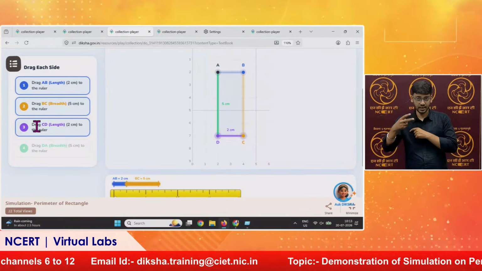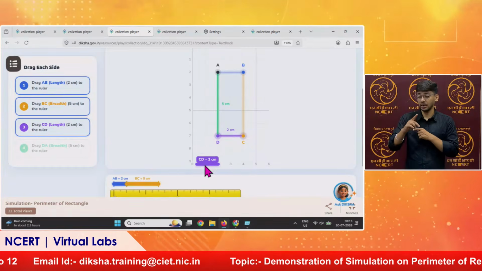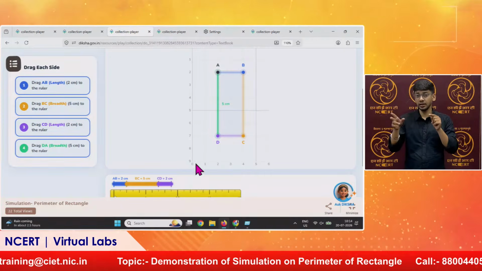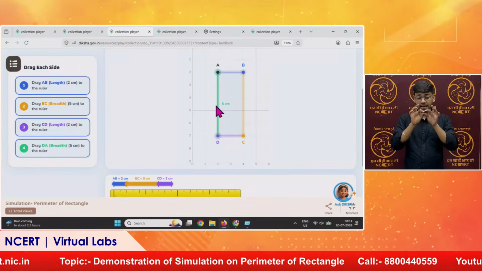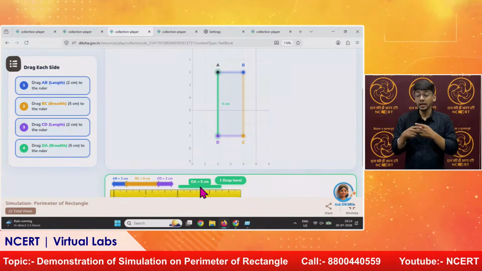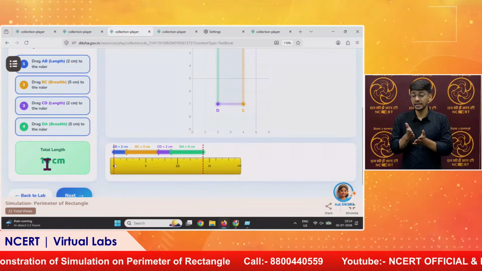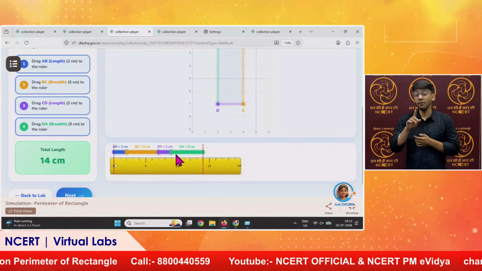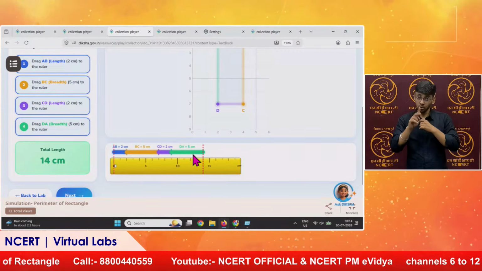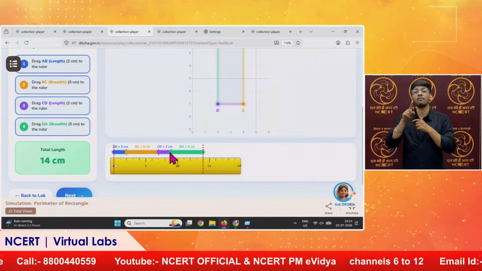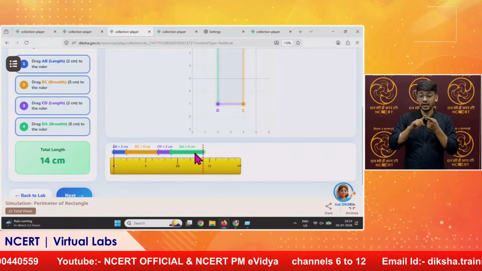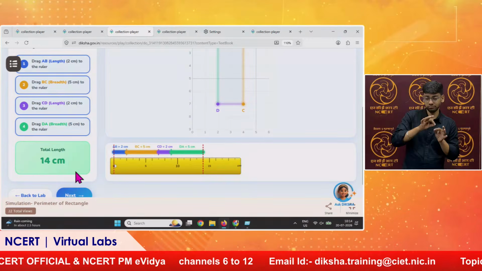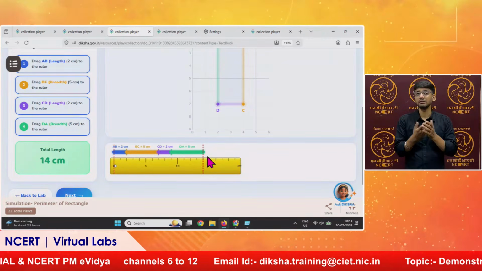Again we have to drag this CD line. So we put it here, and again the next line we have to put here. This way we can see the total length is 14 centimeter. 2 plus 5 plus 2 plus 5 is 14. So here we can see this is the total length that shows the boundary also, and that is the perimeter only. Now we can see the total length is 14 centimeter.